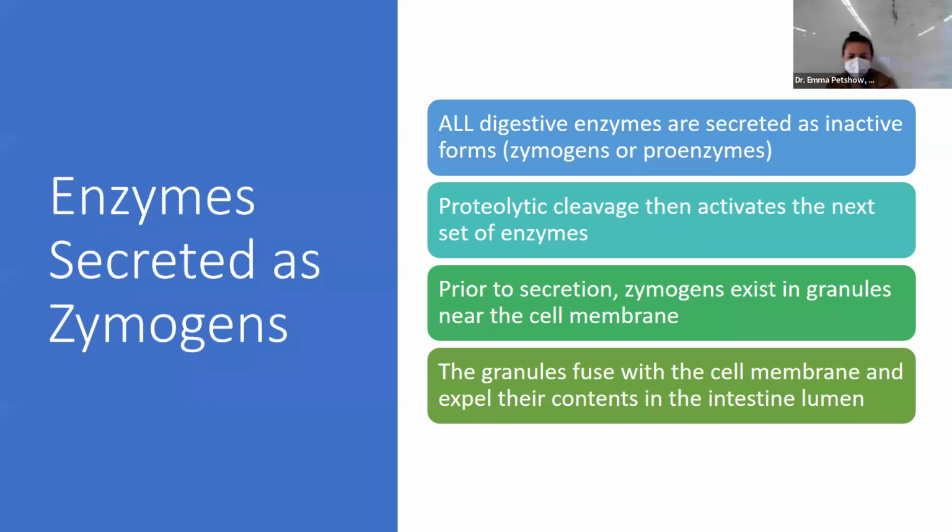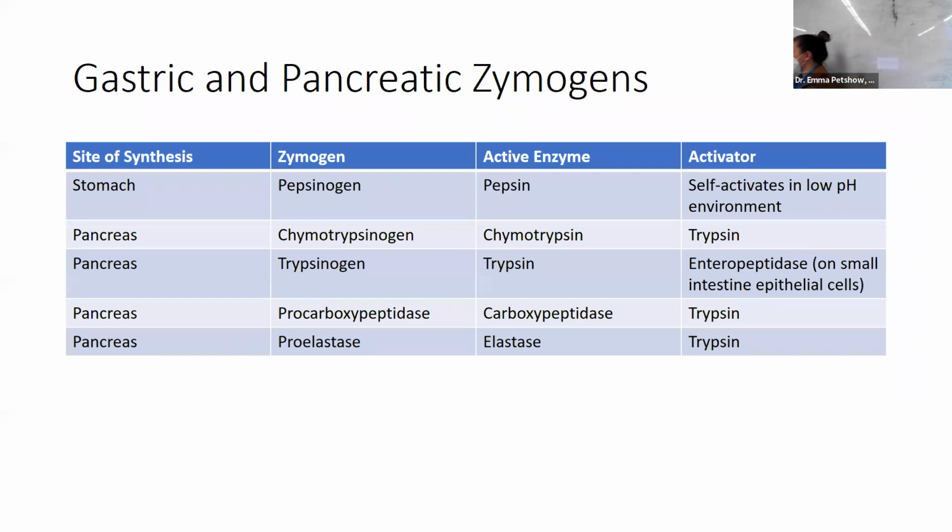Granules then fuse with the cell membrane and release things into the lumen. I think I have this later, but alpha amylase is the one that's secreted in its active form. It's not secreted as a zymogen.